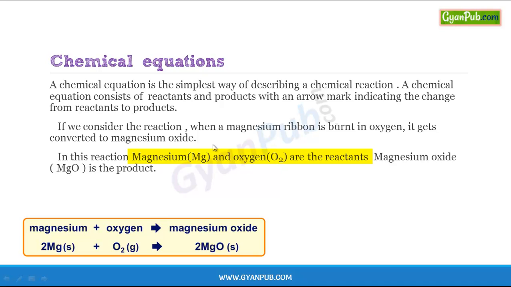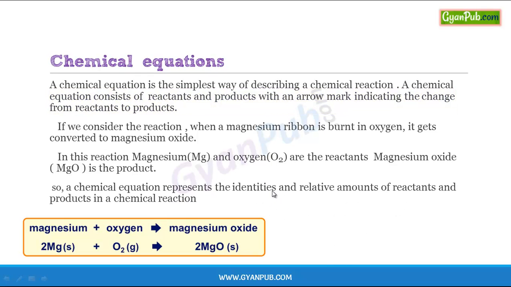The change we describe here is represented in the form of a chemical equation. The reactants are on the left side of the equation with a plus symbol between them, and MgO, that is magnesium oxide, is the product, which is on the right side. If there are extra products, we put them on the right side with a plus symbol between them. We also provide an arrow mark between the reactants and products, which indicates the change of reactants to products. So a chemical equation represents the identities and relative amounts of reactants and products in a chemical reaction.